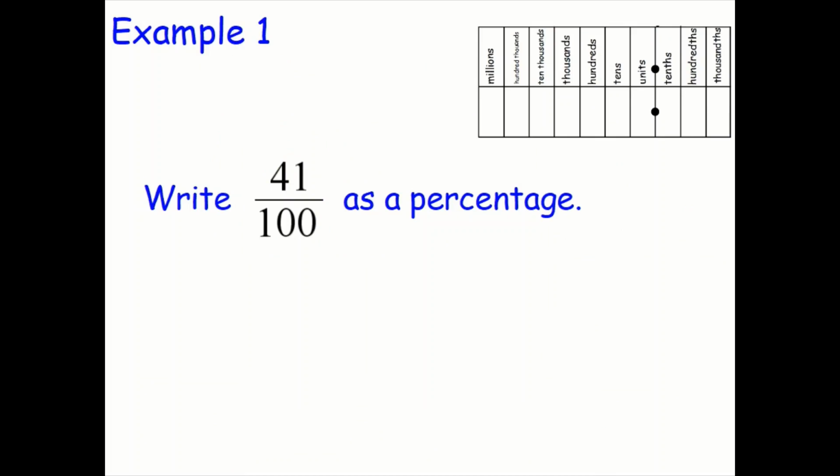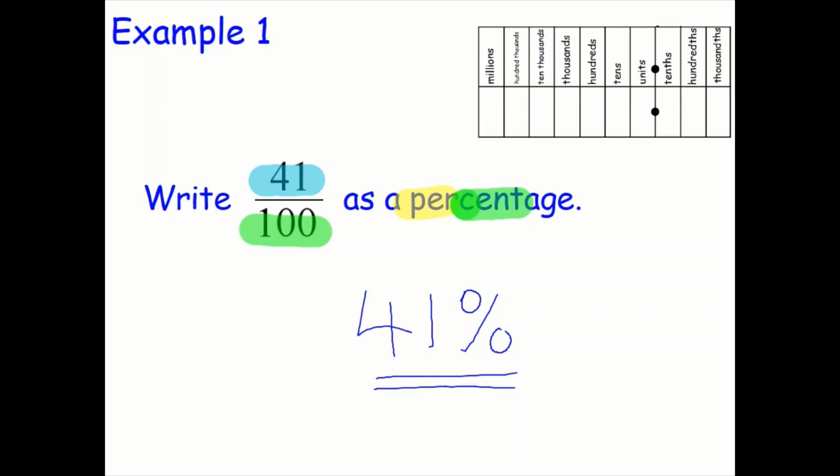Example number 1, write 41 over 100 as a percentage. Well, that word percentage literally means out of 100. Percent means out of 100. So how do I write this as a percentage? Because it is already out of 100, the percentage is just the number on the top, written with a percentage sign like that. So this fraction as a percentage is just that.